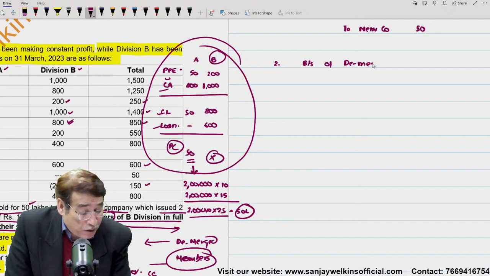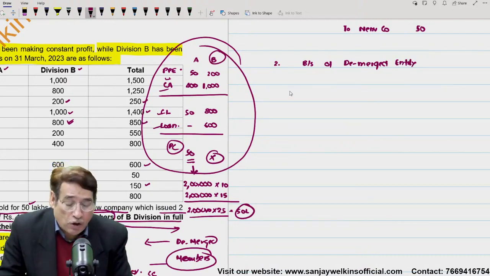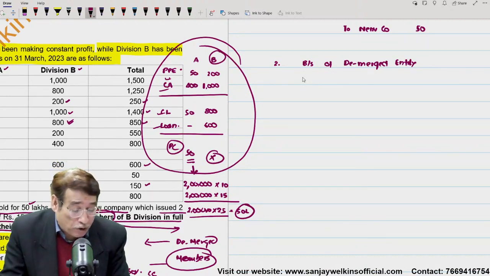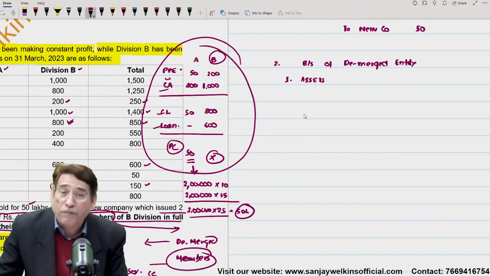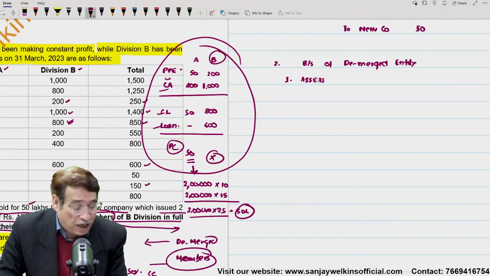Now, in order to prepare the balance sheet of the demerged entity, nowadays we prepare the balance sheet only as per Division 2, correct? As per Division 2, we are going to prepare the balance sheet. First of all, you write one, assets. Under the assets, I have seen professional students commit lots of mistakes, not only in preparing the balance sheet, but in writing the things in a proper perspective.